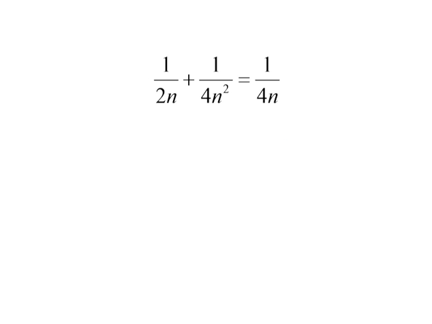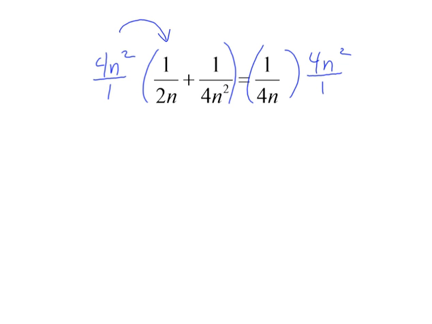Let's do that one more time. 2n, 4n squared, and 4n. So 2, 4, and 4. What would the common denominator be? 4n squared. So we're going to multiply both sides by 4n squared. So we multiply it times the first fraction. With the 4n squared and the 2n, what cancels? 2n.